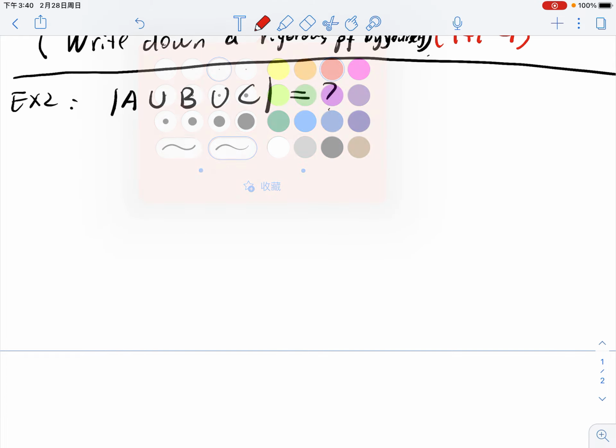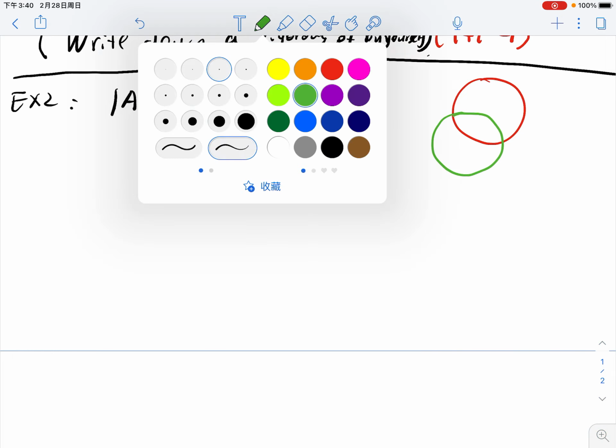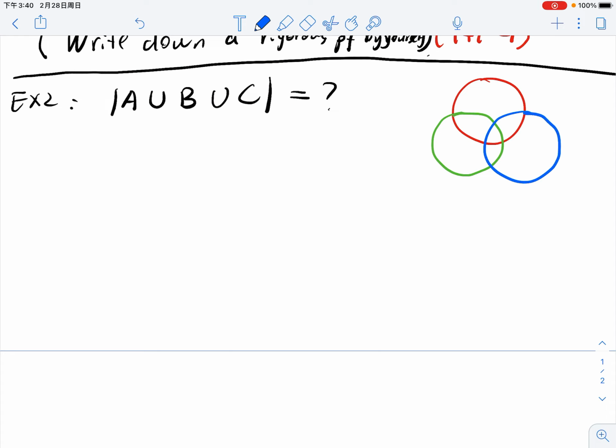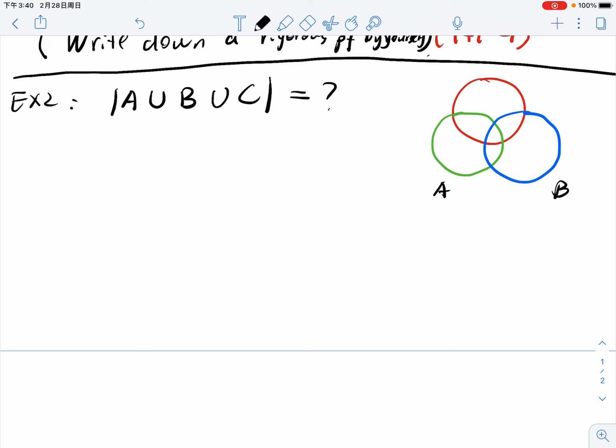So if you draw a picture, you have red one, you have green one, you have blue one. It seems complicated because you have intersections here. Let's see, A, B, C. Here you have A intersection C. Here you have A intersection B. Here you have B intersection C. And in the middle you have A intersection B intersection C. So how to write down the formula?